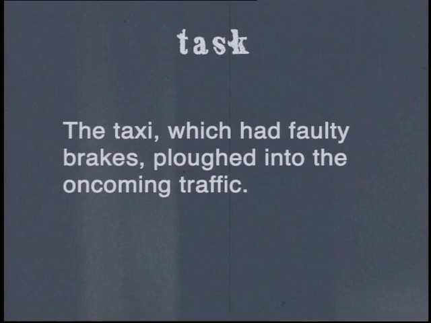The taxi, which had faulty brakes, ploughed into the oncoming traffic. In this sentence, identify the finite verbs, identify the main and subordinate clauses, state what type of subordinate clause is given, and give a reason for your answer.